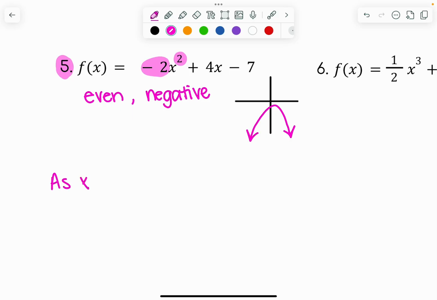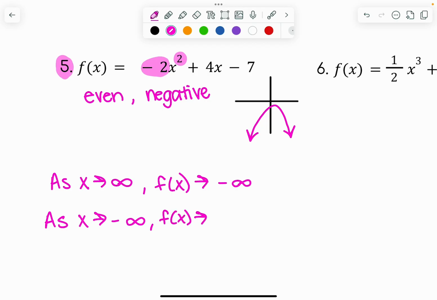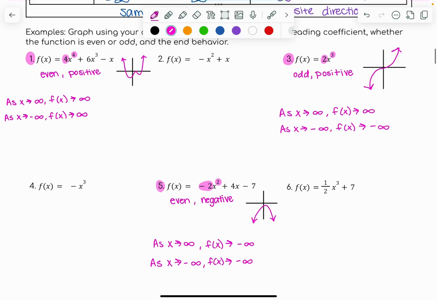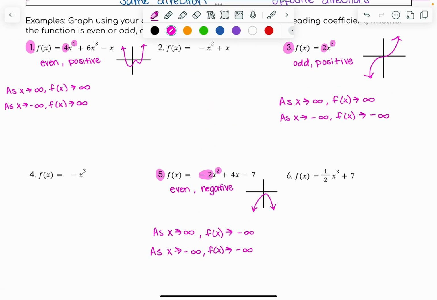So as x approaches infinity, so as x goes this way, my function is going down. So f of x approaches negative infinity. And the other side, as x approaches negative infinity, what is my function doing? Well, negative infinity goes this direction. My function is also going down. So I'm actually going to stop the video there, and I want you all to try 2, 4, and 6 on your own.